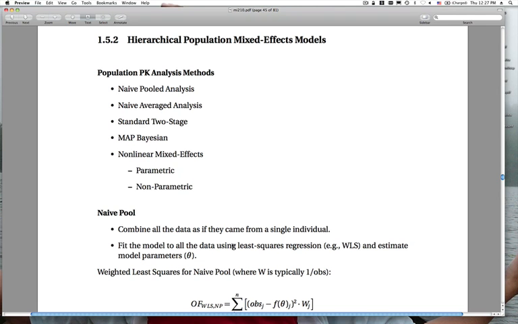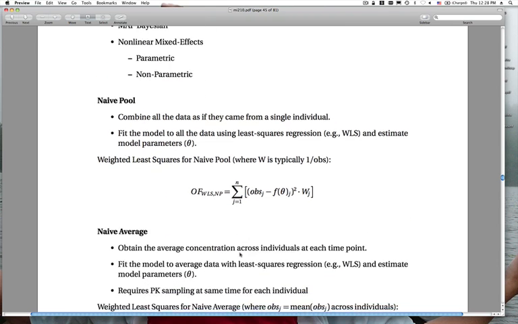Well, now that we've got those terms out of the way, let's discuss some of the analysis methods for population PK. And I'm going to go into each of these in a bit more detail, including naive pooled, naive averaged, standard two-stage, MAP Bayes, and then of course the nonlinear mixed effects models, which were really of interest in this particular course.